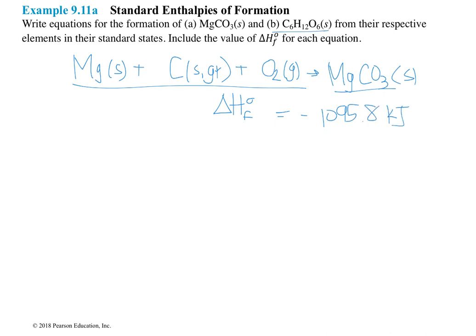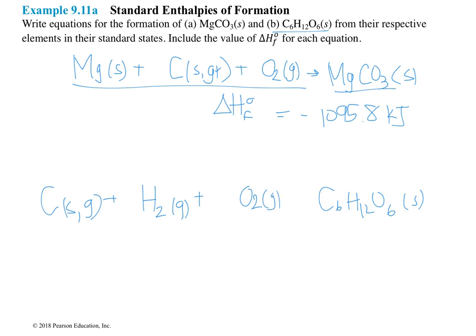For glucose, we're going to make C6H12O6 solid. How we make glucose is from carbon. So carbon again is a solid. There's graphite. It's also made out of hydrogen. Hydrogen comes as H2 gas. And oxygen comes as O2 gas. Great. We're also going to want to balance these reactions.